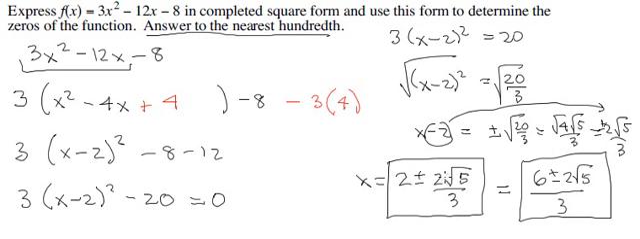So 2 plus... for the first one I get 3.49, and for the second I got 0.51. It's a quadratic, so we expect it to have 2 zeros, and there they are.